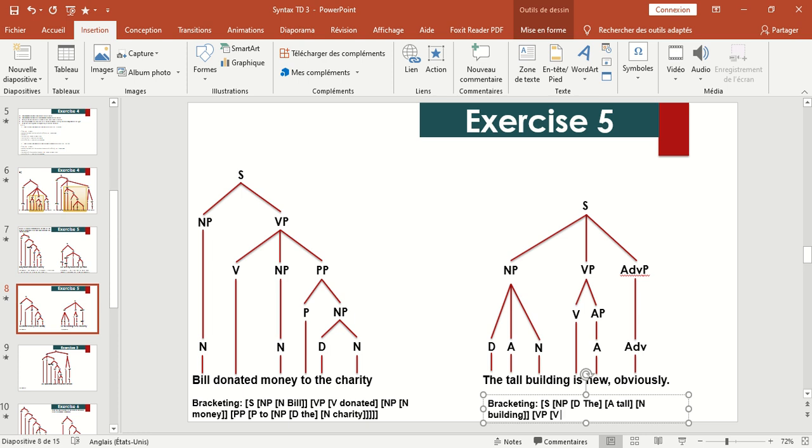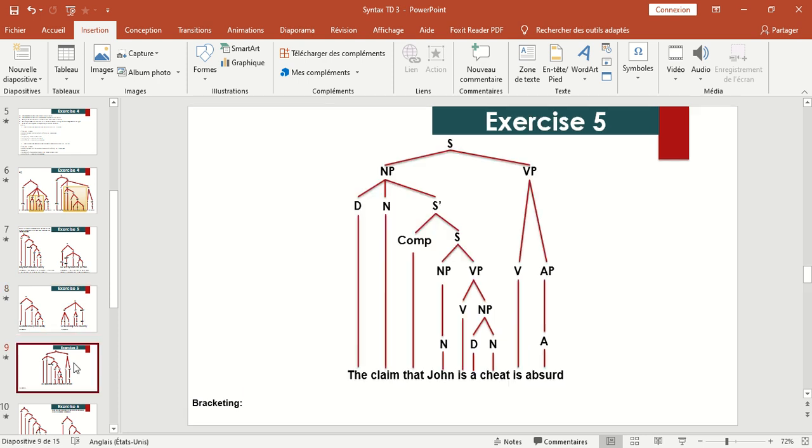Inside it we have a verb, then we close it, and we have an adjectival phrase. Inside it we have just one adjective which is "new." Close the adjective, the adjectival phrase and the verb phrase, and we open the sentence adverbial here, which has just one adverb, which is "obviously." We close the adverbial phrase and the sentence. So 1, 2, and 3.